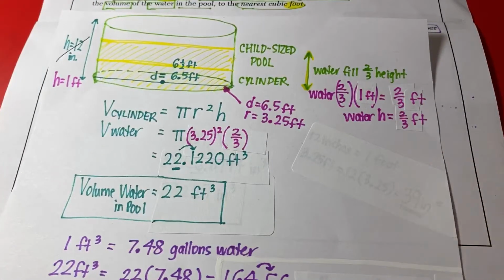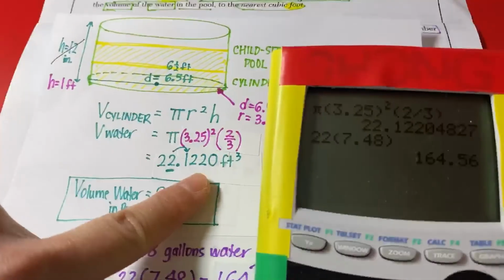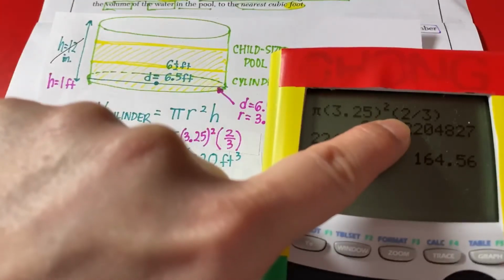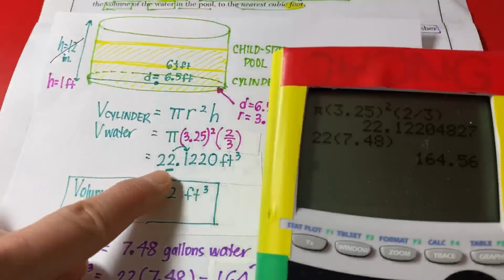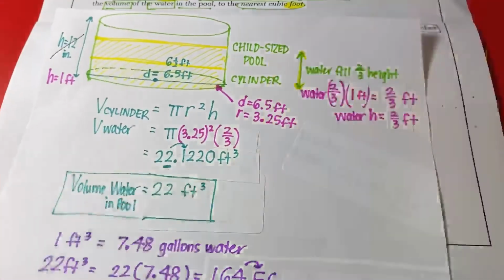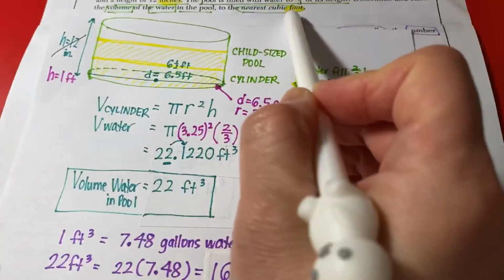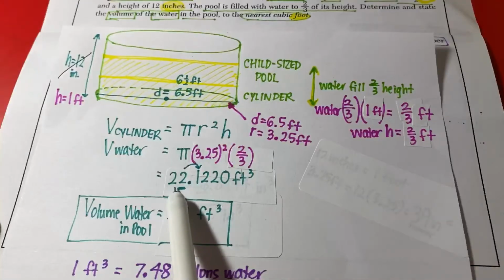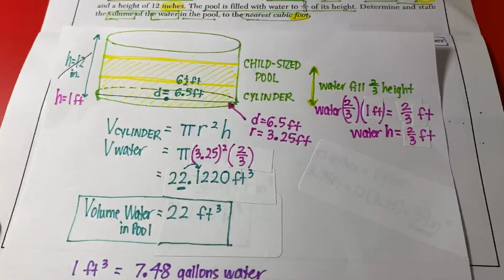So now in the calculator, I input exactly what I see on my paper. So if you see here, I got pi times 3.25 squared times 2/3. So then I copy that decimal down. And so here in the question, it says round to the nearest cubic foot, which means whole number. So 22.1 is rounded to 22 cubic feet.